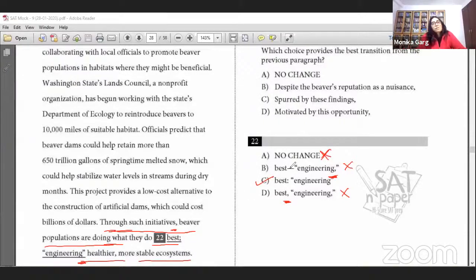So this was a glimpse of how we need to do punctuation, and we need to practice more and more questions. Punctuation questions usually are very easy, provided you know the basics correctly. Okay, so I'll pass this on to Charu ma'am now.